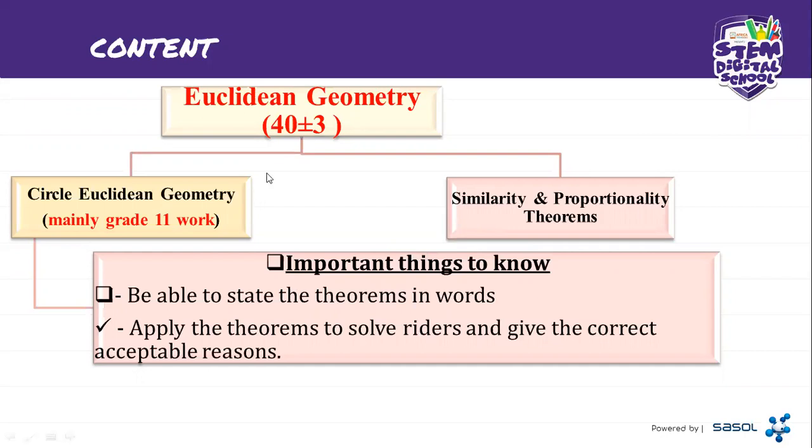Now, for this one of grade 11 Euclidean geometry, these are the important things a learner should know. First, you must be able to state all the theorems in words from theorem 1 up to theorem 9, the very important ones. And then 2, apply the theorems to solve riders and give the correct acceptable reasons. Like I've said, we need to know which reasons to use, or the acceptable reasons from that examination guideline.